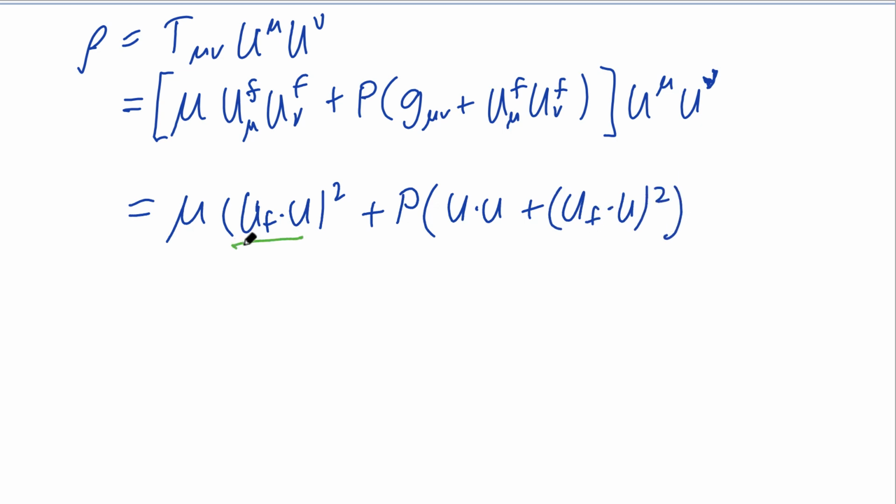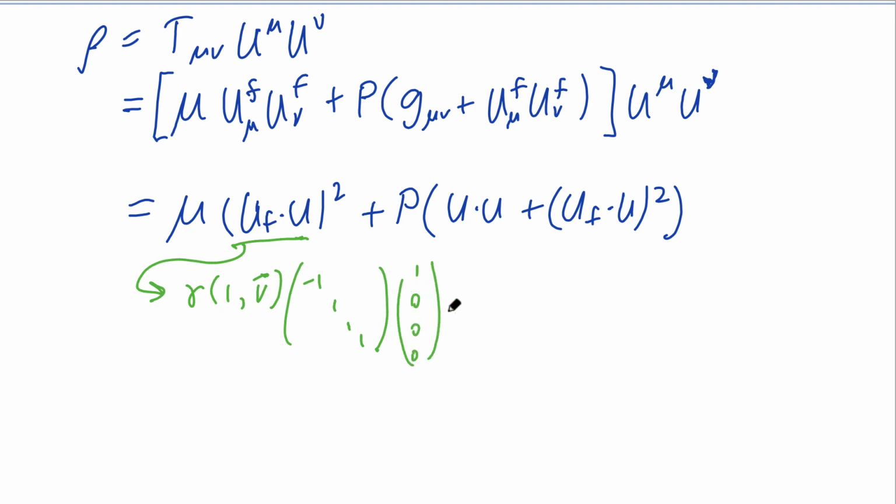Now this inner product is gamma (1, v). We have the metric, minus 1, 1, 1, 1 down the diagonal, and then u is just (1, 0, 0, 0). All right, so if we multiply these factors, first gamma times (1, v), and then this gives minus 1, 0, 0, 0, and multiplying that together we just have minus gamma. And of course the inner product of u with itself is minus 1.